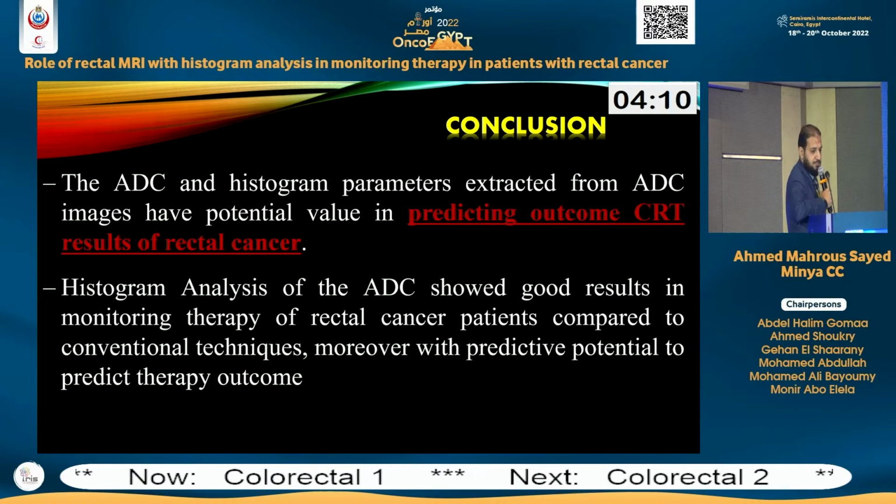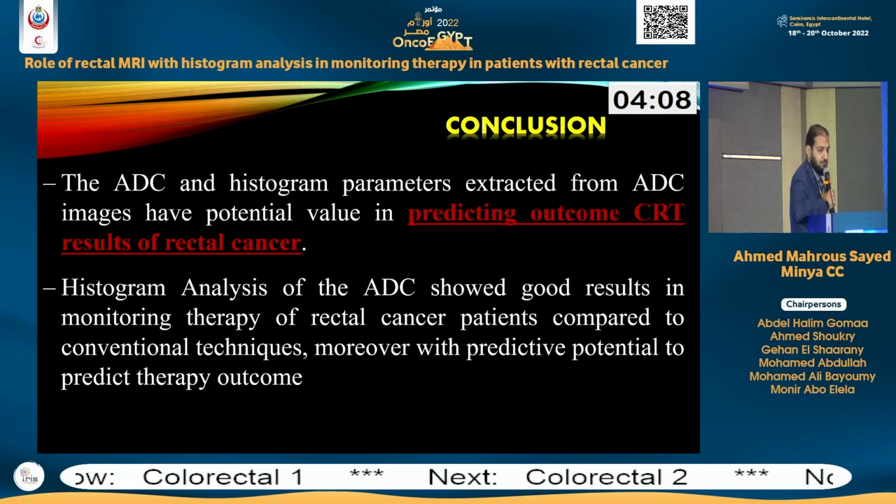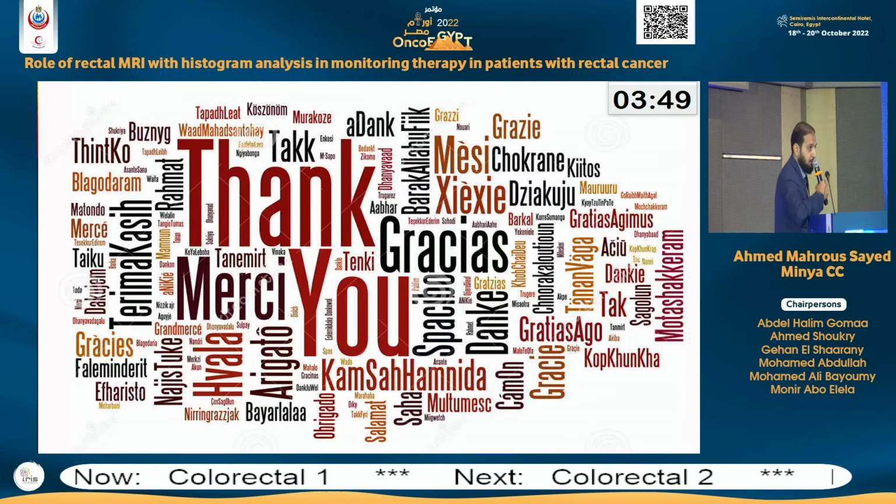In conclusion, the ADC and histogram parameters extracted from the ADC images have a potential value in predicting outcome of therapy in patients with rectal cancer, and the histogram analysis of the ADC showed good results in monitoring therapy of rectal cancer patients compared to the conventional techniques alone, moreover with predictive potential to predict therapy outcome. Thank you very much.